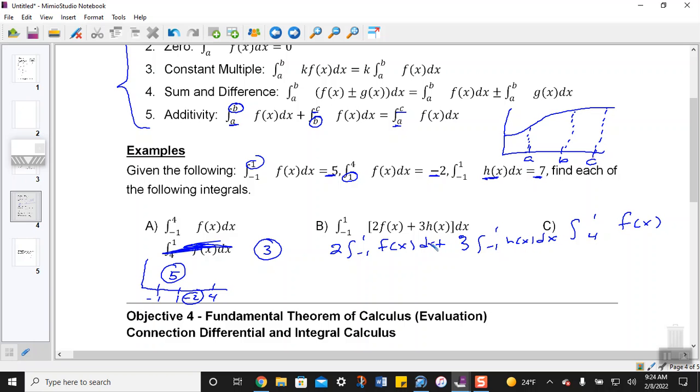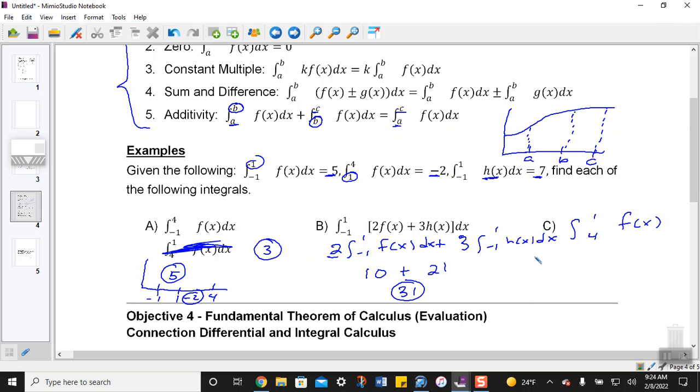Okay. Well, guys, what's the integral from -1 to +1 for f of x? 5. Well, we're going to do what to that? Times by 2, so 10, plus 21 because it's 7 times 3. Okay? So this integral from -1 to +1 of h of x is what value here? 7. Yep, very good. So 10 plus 21, what's this one have to be, friends? Good.